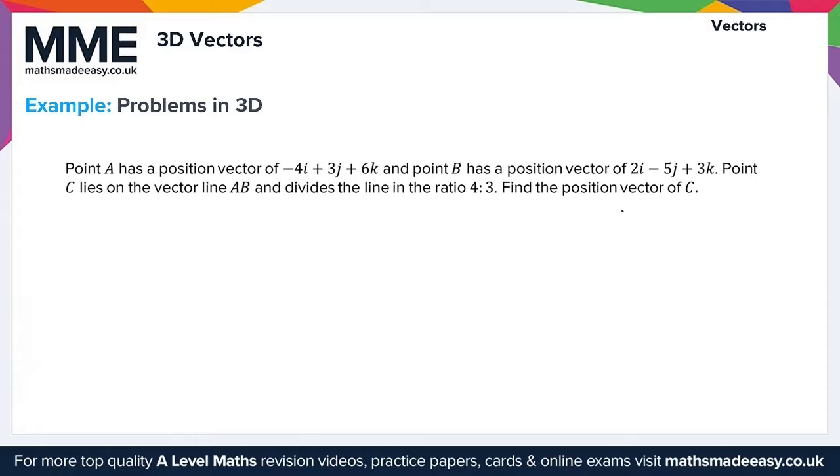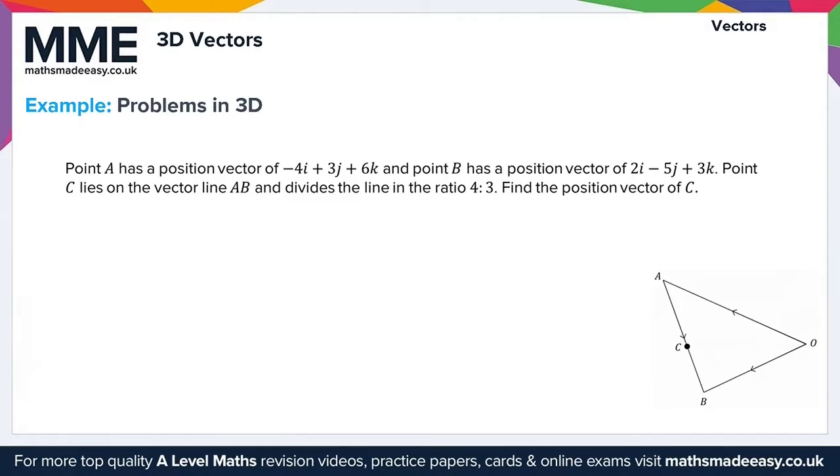In this case, it might help to draw a diagram. If we draw a diagram here, we'll obtain something of this form. This is just a bit of a sketch to help visualize the problem at hand. Now we want to understand how this ratio works. We're told that C divides the line AB in the ratio 4 to 3. So from A to B and A to C, A to C is going to be 4/7, because this is in total 7 parts. So AC is 4/7 of AB.